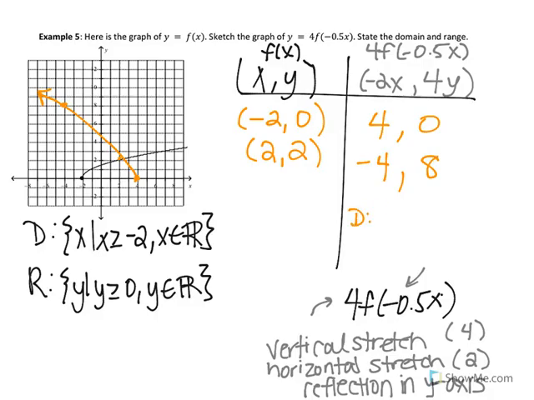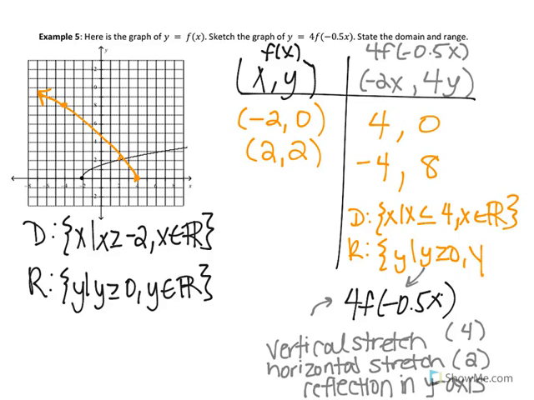So our new domain, we want x to be less than or equal to 4. X is an element of the real numbers. And our range, we just want it to be greater than 0 for all the real numbers. Alright, that's how you do multiple transformations. If you do this and you manipulate the points every time, it's going to be really easy.